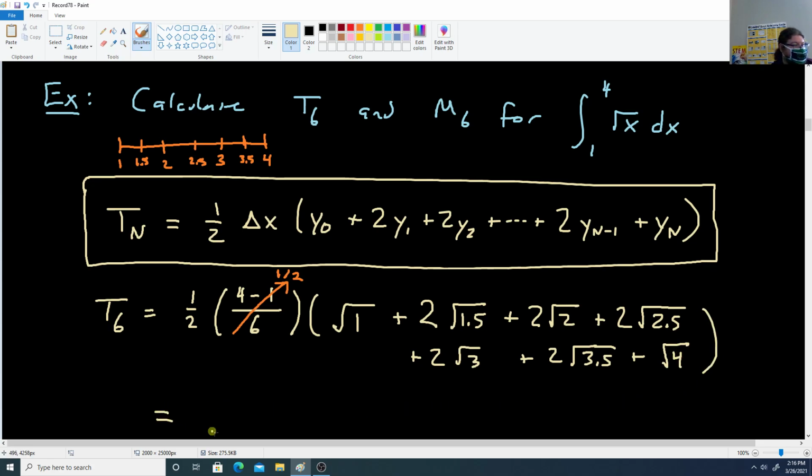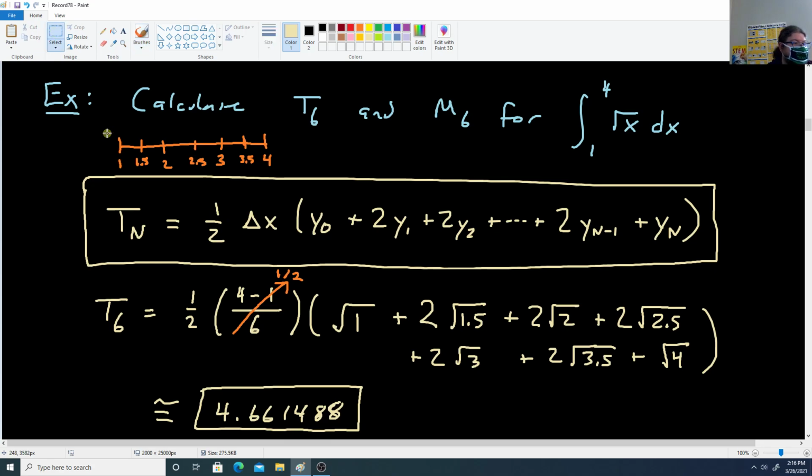And now we just need to put that all into our calculator to figure out what it ends up equaling. If I type it in correctly, it is about equal to, the book says, 4.661488. So if I plug that into my calculator, that is what it turns into. So we calculated T6 using this method.